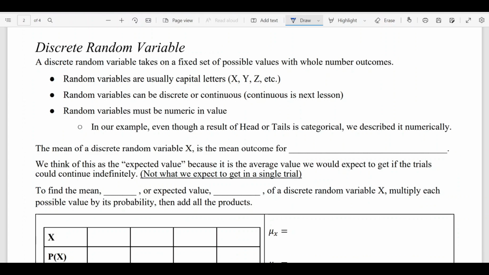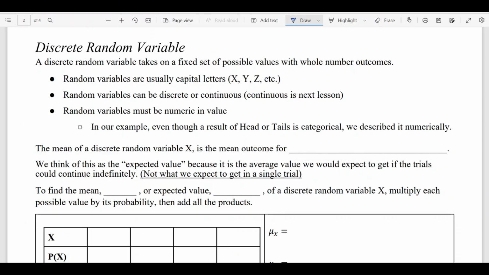Random variables themselves could be discrete or continuous. We're going to talk about continuous in the next section, but they can be discrete or continuous. They must be numeric, both discrete and continuous random variables. So even though the result of our heads, tails, coin toss is categorical, we describe that with a numerical outcome, the number of heads we get.